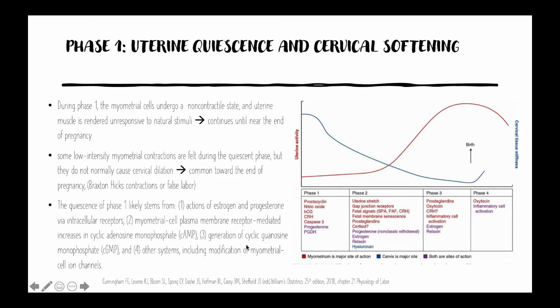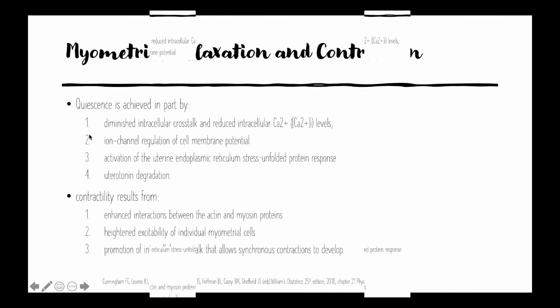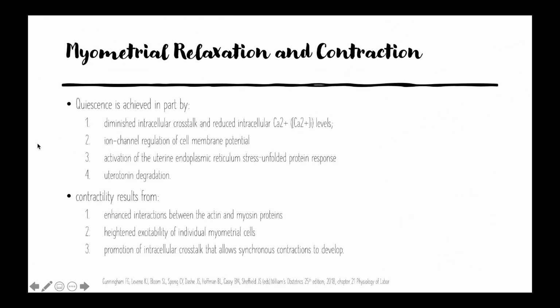The quiescence of phase 1, this part here, likely stems from, number 1, the actions of estrogen and progesterone via intracellular receptors. Secondly, we have the myometrial cell plasma membrane receptor mediated increases in cyclic adenosine monophosphate or cAMP. Number 3, we have the generation of cyclic guanosine monophosphate or cGMP. And lastly, other systems that include modification of myometrial cell ion channels.